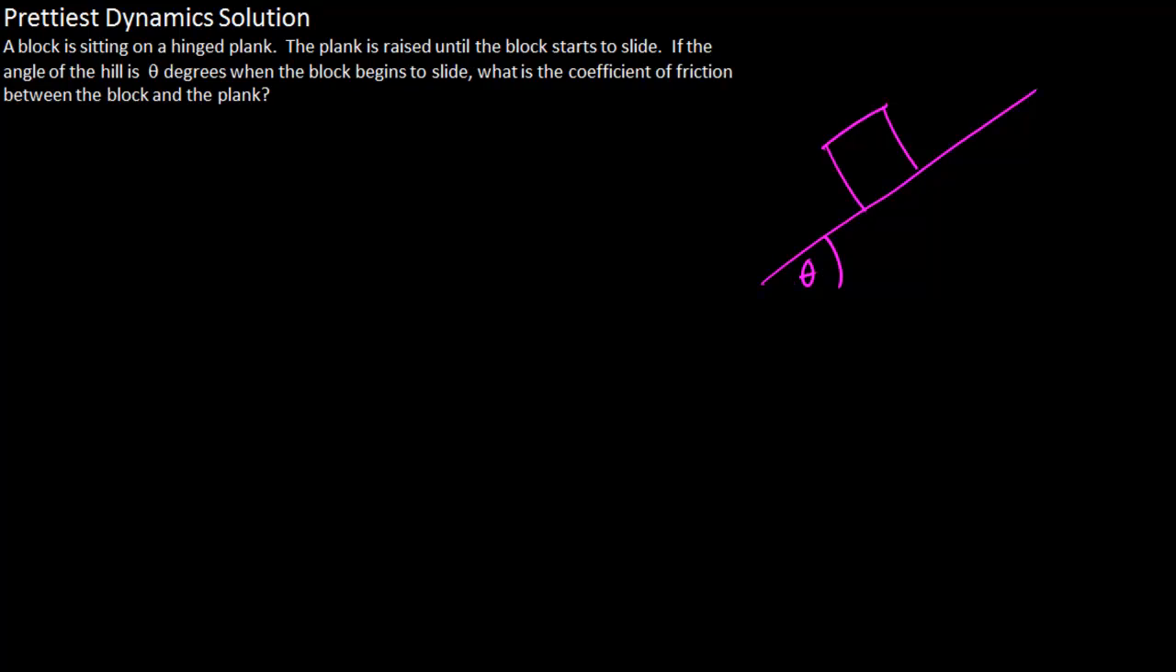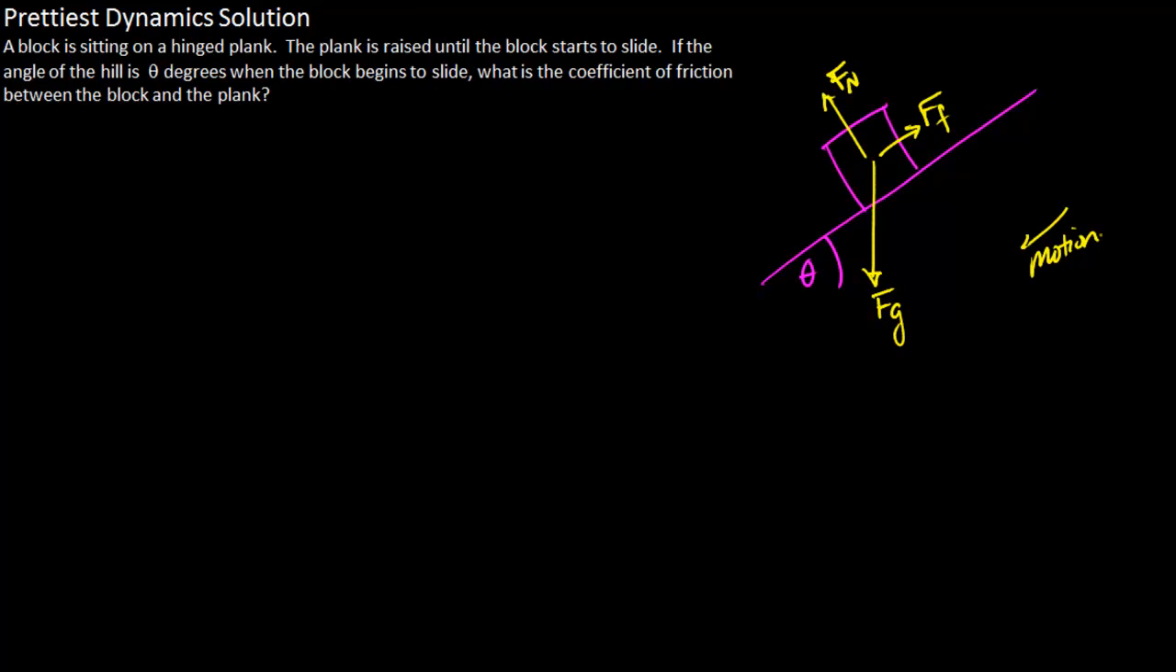So let's start by drawing a free body diagram. We have the gravitational force between the earth and the block pointing straight down. We have a normal force between the hill and the object coming out of the hill, and we have a friction force going up the hill. Again, we're assuming our motion would be down the hill.